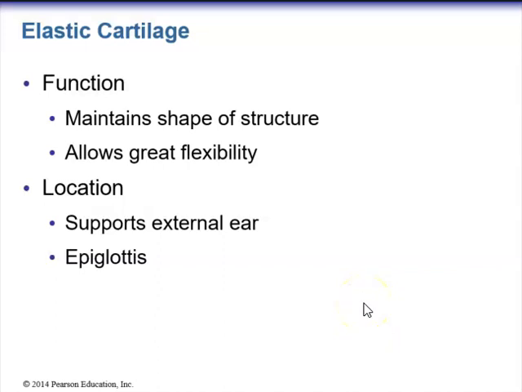Functions of elastic cartilage: it maintains shape of the structure but allows for great flexibility. A location of the elastic cartilage includes the external ear, also called the pinna, as well as the epiglottis. The epiglottis is a flap of cartilage that covers the opening to the larynx, which will eventually go down to the trachea, so that you don't have food going down to your trachea and down to your lungs.